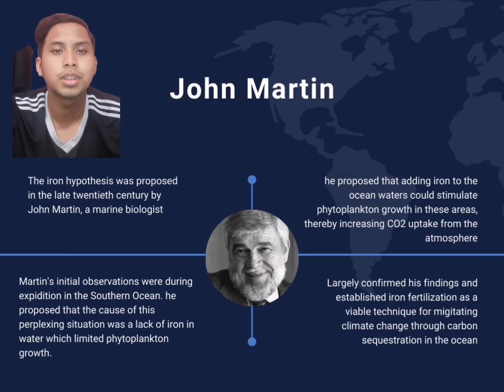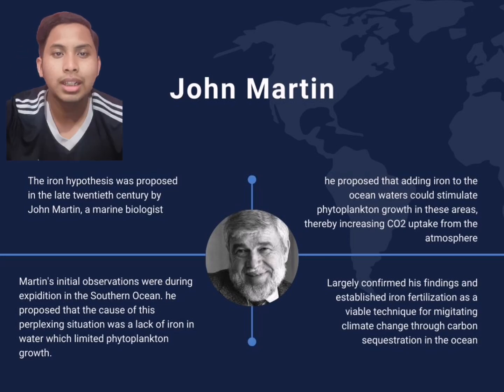Martin's initial observations were made during an oceanographic expedition in the Southern Ocean, where he observed a great belt of barrenness where nutrient concentrations were high but phytoplankton growth was low. He suggested that the cause of this paradoxical situation was a lack of iron in the water, which led to iron limitation of phytoplankton growth.